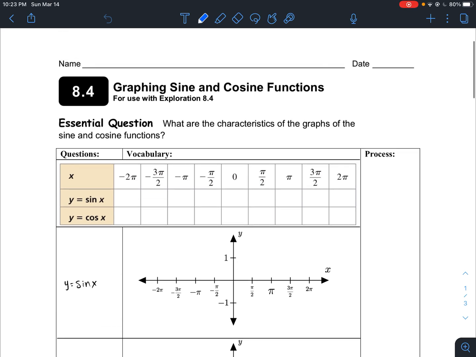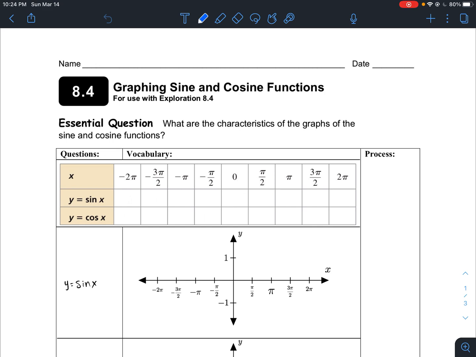Alright, so I know we've bounced around quite a bit lately. We went from doing 8.1, 8.2, 8.3, and then we jumped to 9.3, 9.4, and now we're in 8.4. So we're coming back to sine and cosine and their functions. So we're going to learn how we can graph sine functions and cosine functions.